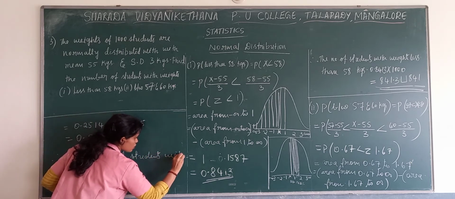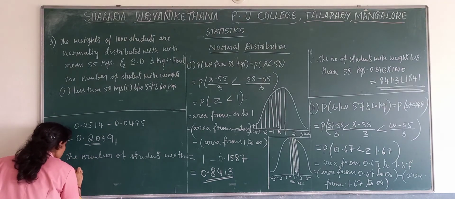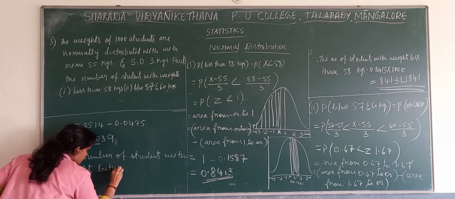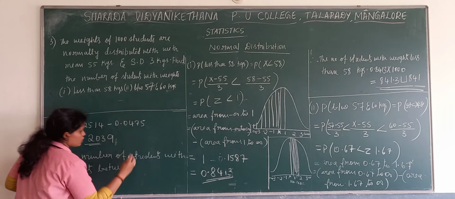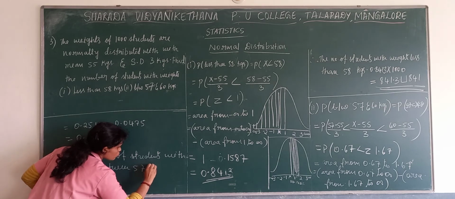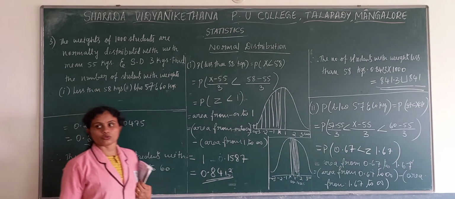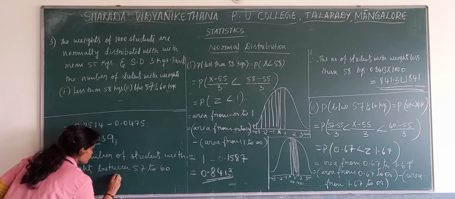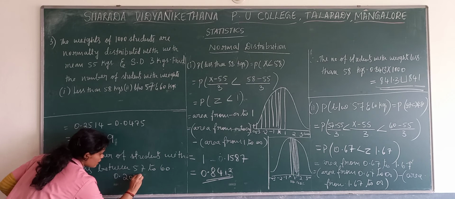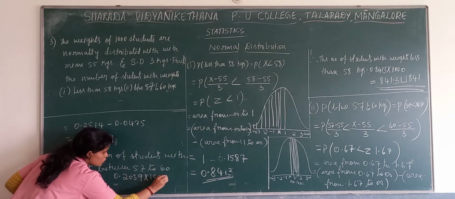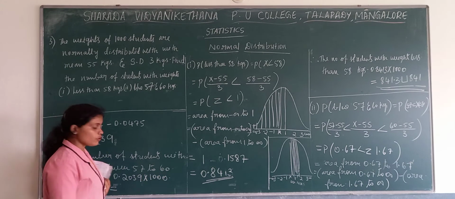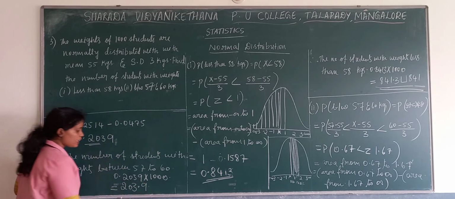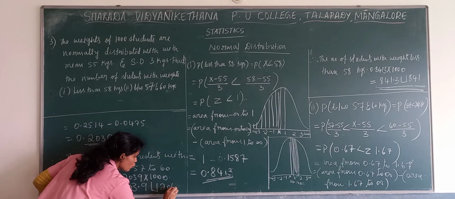with weight between 57 to 60. What we need to do? What value did we get as the answer? That is 0.2039 into 1000. When you multiply, then you get 203.9. So make it approximate as 204.